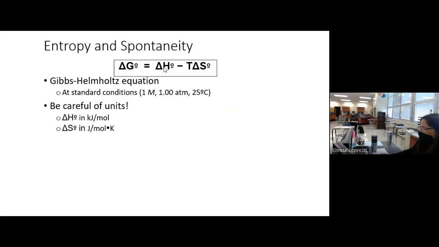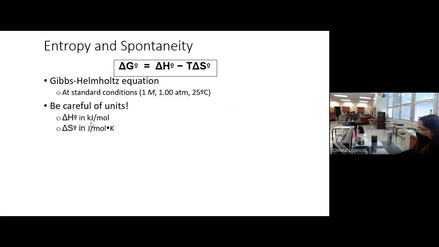So the prime here means that this is at standard conditions. Standard conditions are 1 molar, 1 atmosphere pressure, and 298 Kelvin, which is 25 degrees Celsius. They consider this like what we're sitting in right now, as opposed to much lower than this during the winter in this room, but it's at least comfortable.